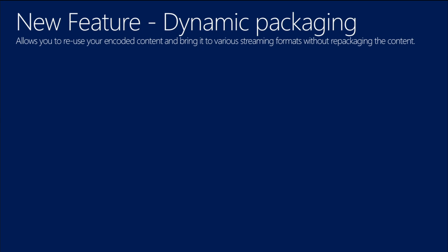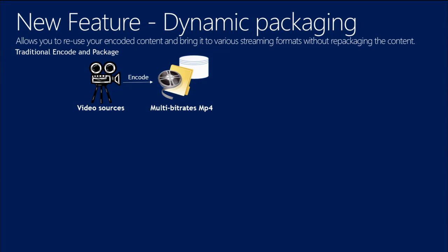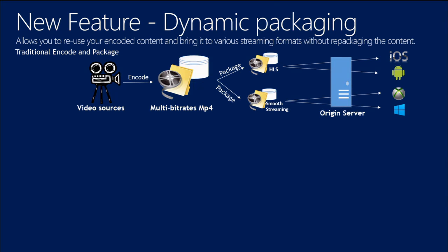So what do I mean by that? We have to look a little bit at how things are done traditionally. If you have a video asset, pretty much you want to encode it into, for instance, multi-bit rate MP4. And if you want to deliver a streaming protocol, you have to package the content in either HLS or smooth streaming, because those are the two protocols that go into the majority of the devices, okay?